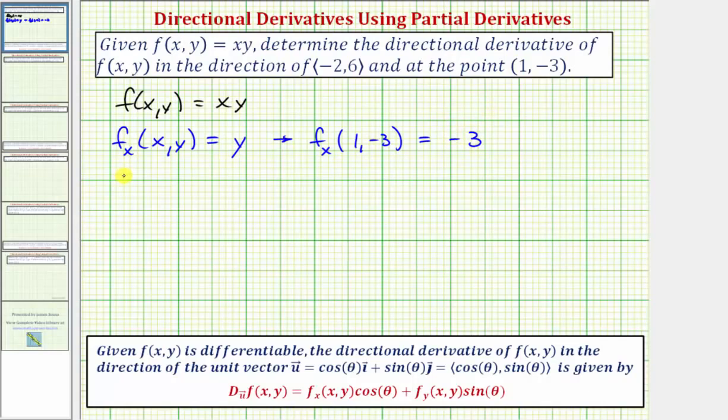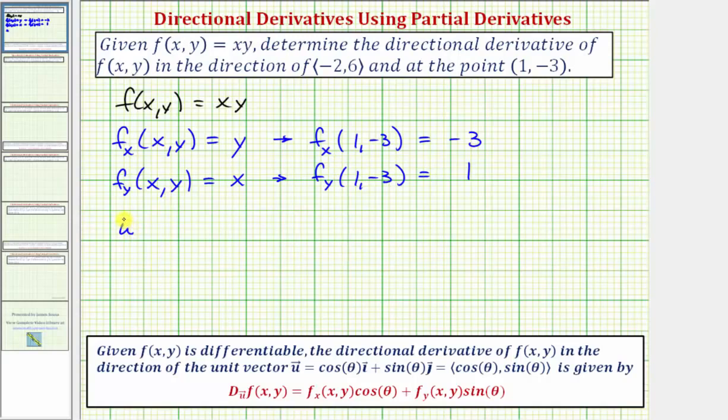And now we'll find the partial derivative with respect to y. So we differentiate with respect to y, treating x as a constant. So the derivative of xy with respect to y would just be x. We evaluate this at the point 1, -3, which would just be the value of the x-coordinate, which is 1. And now we're given the directional vector, let's call it vector v, has components -2, 6.